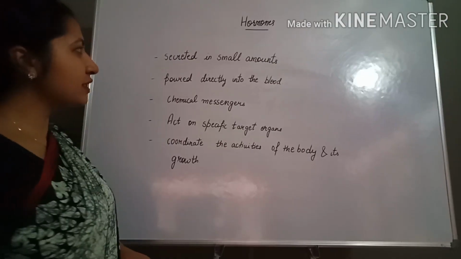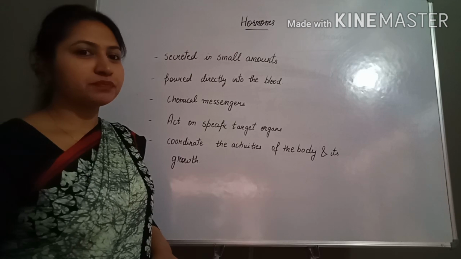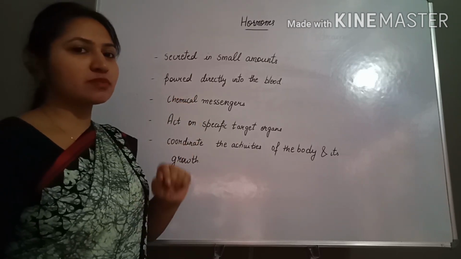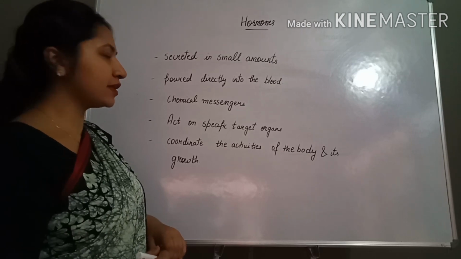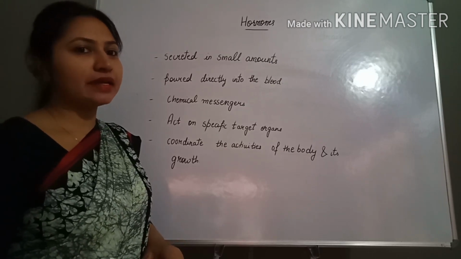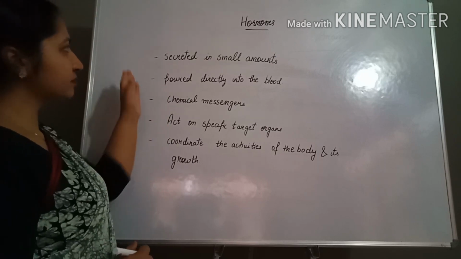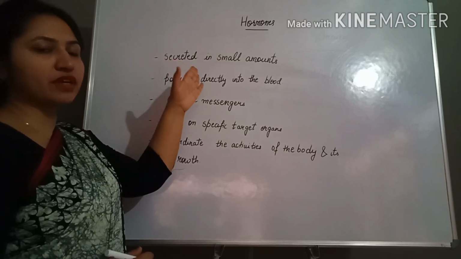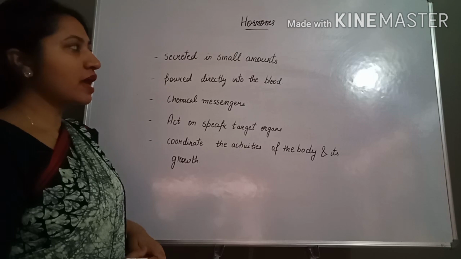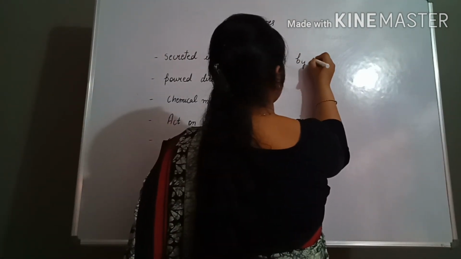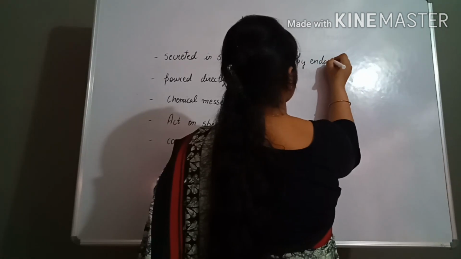Now next we will discuss hormones. Hormones are the chemical substances which are responsible for coordinating the activities of the body and its growth. Now these are the characteristics of hormones. Hormones are secreted in very small amounts by the endocrine glands. They are produced by endocrine glands.